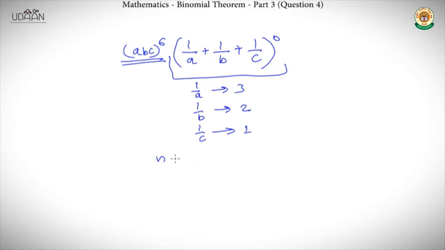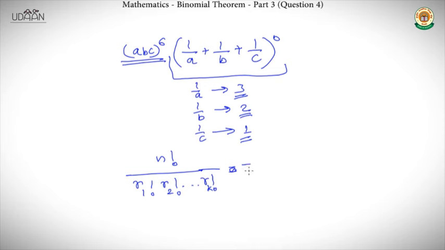So it is n factorial by r1 factorial into r2 factorial up to rk factorial. Here k is 3 and n is 6. So r1 is equal to 3, r2 is equal to 2, and r3 is equal to 1. So we'll get the coefficient of (1 by a) whole raised to 3, (1 by b) whole raised to 2, and (1 by c) whole raised to 1. So this shows that we can do it directly. We don't have to find separate powers.